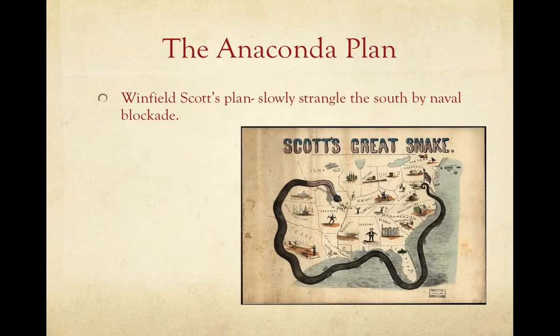One of the number one plans that the North implemented on the South was through Winfield Scott, Old Fuss and Feathers, who created a plan that was known as the Anaconda Plan. And the Anaconda Plan had two purposes. One was to economically strangle the South by cutting off their trade and their ports. And two, it was meant to try to keep out any sort of foreign intervention in the war. There was a fear that the South, being the number one cotton producer in the world, could seek some sort of alliance with Great Britain or France, and that they would come to their side.